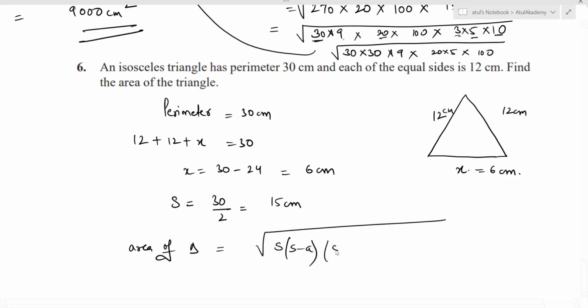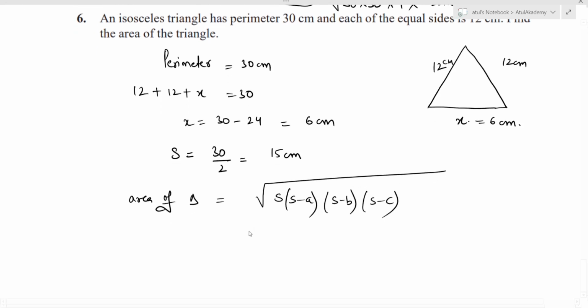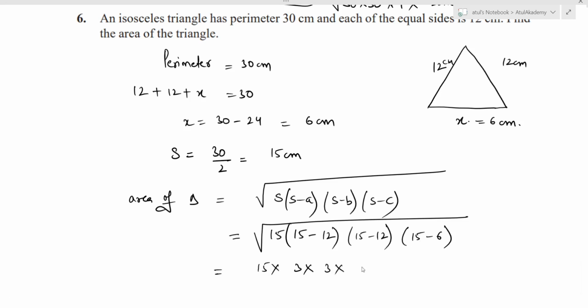Let's use the formula to get the area of the triangle. S minus A, S minus B, S minus C. Okay. Let's substitute the value. S is 15. 15 minus 12. 15 minus 12 again. And then 15 minus 6. 15, this is 3. This is again 3. And this is how much? 15 minus 6 is 9.